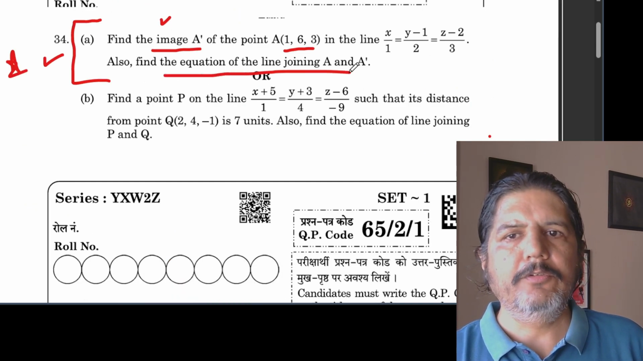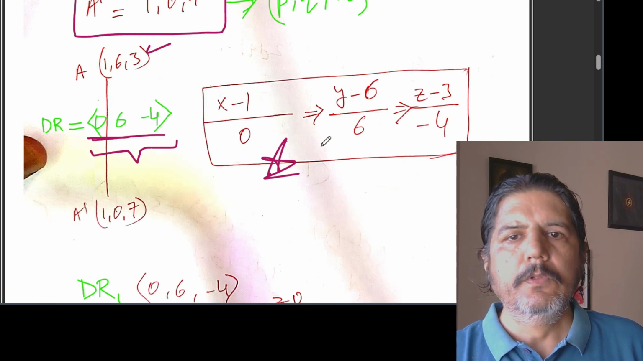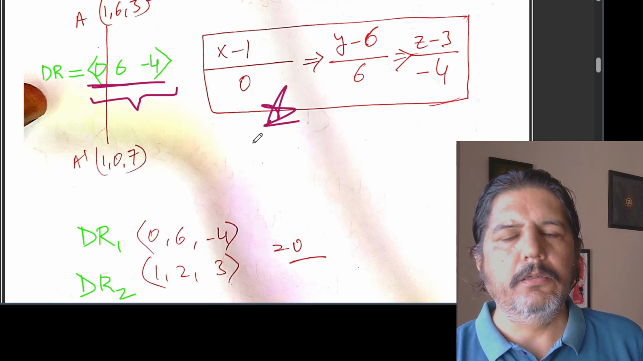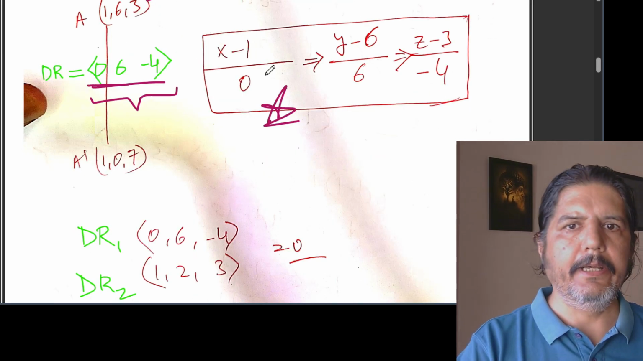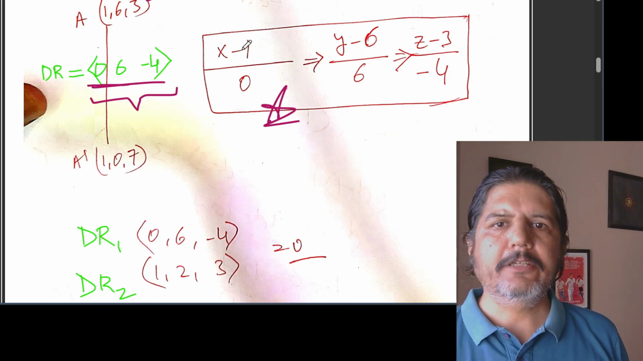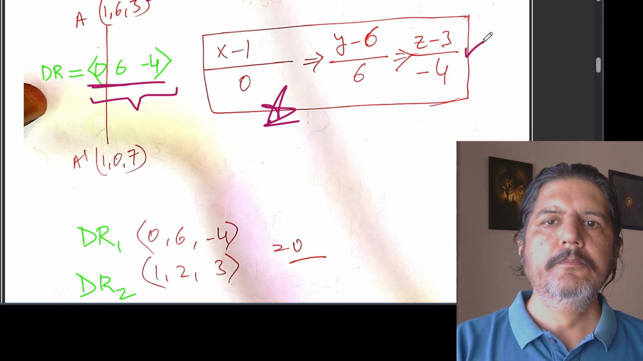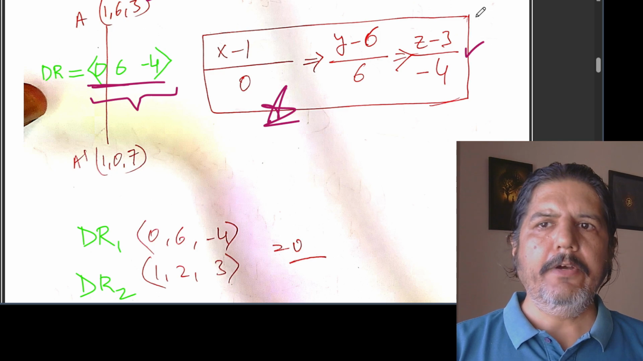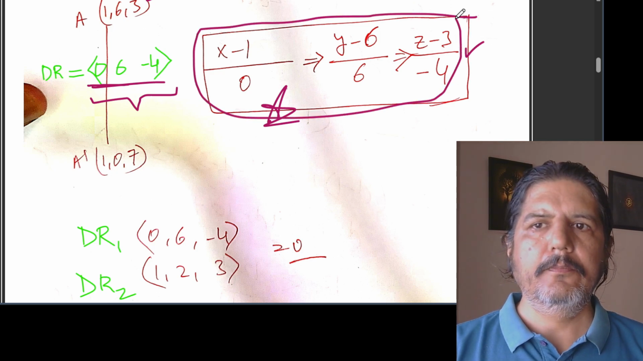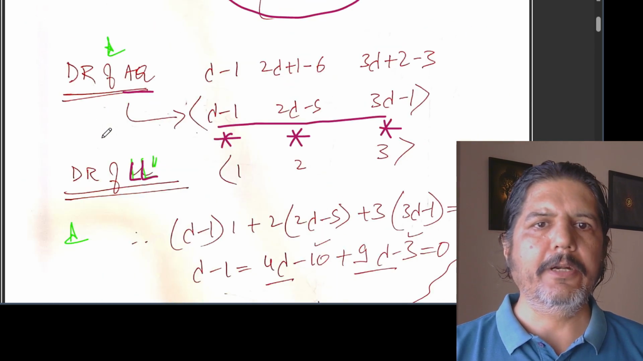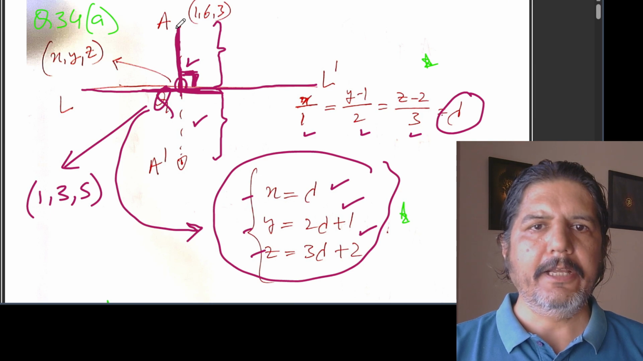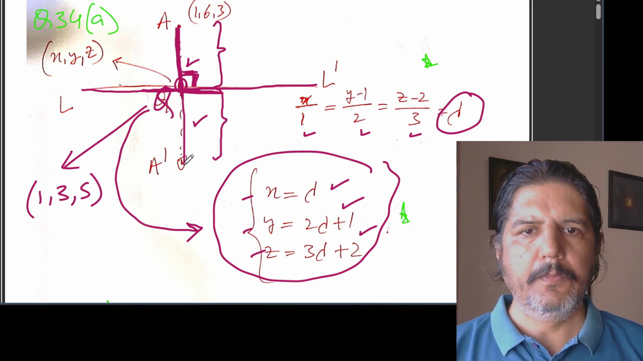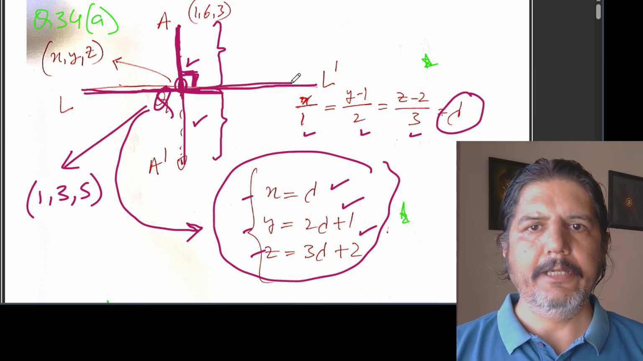Find the equation of the line joining A A dash. So the line joining A A dash, this would be the equation of the line. Now, if I want to check whether this line, that is A A dash, is perpendicular to this line L L dash.